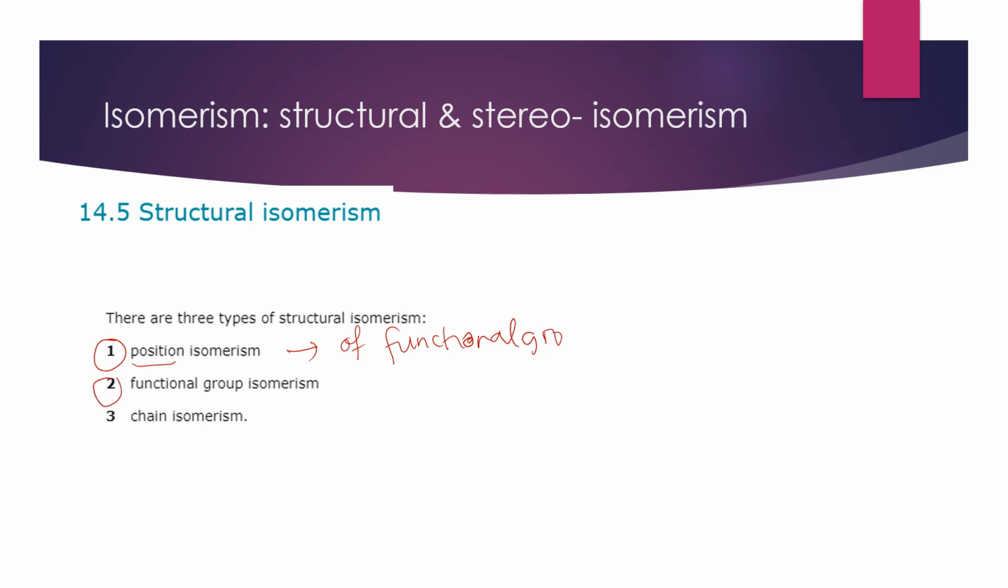The second is functional group isomerism. The difference is in the type of the functional group. The third is chain isomerism. The difference is in the carbon chain.